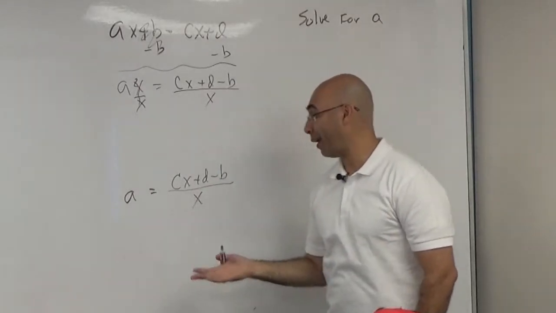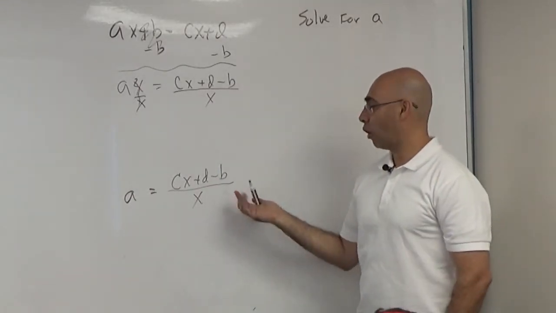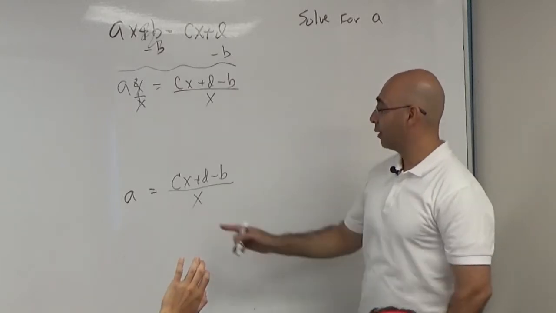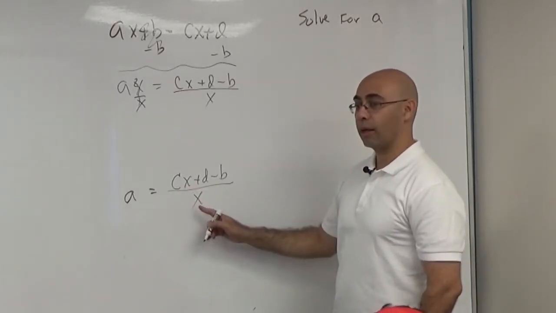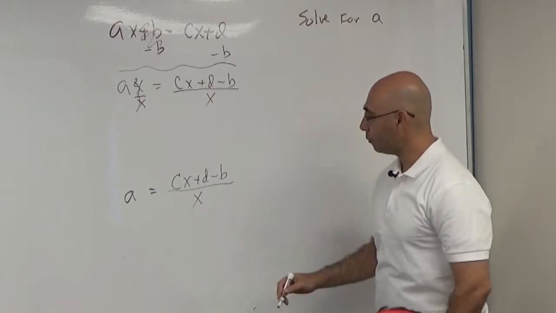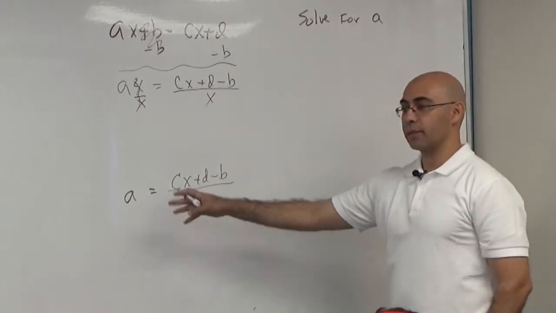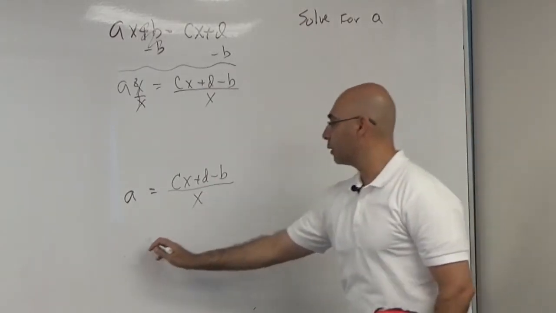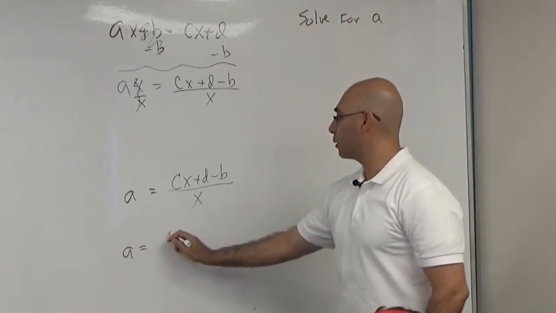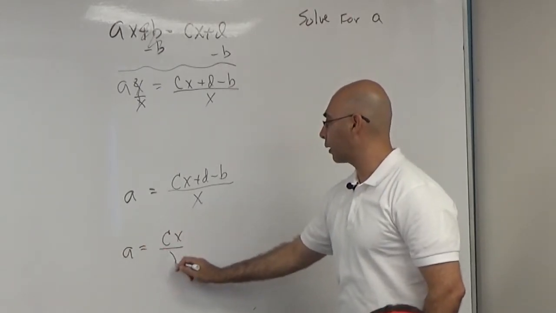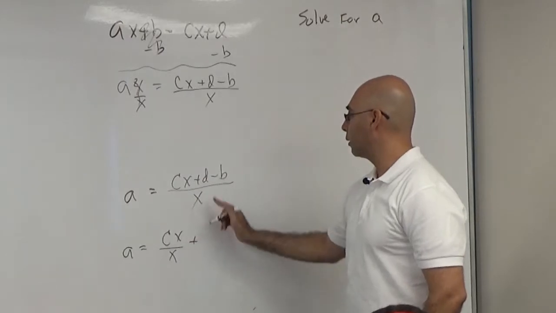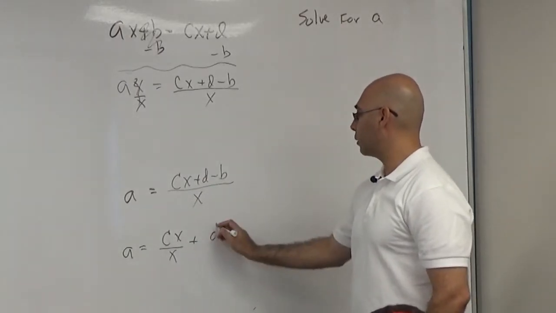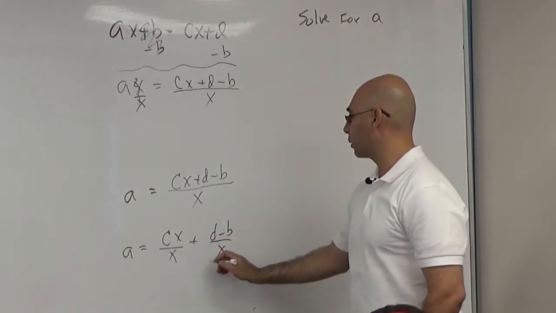Now you could write it this way. I would write it this way because it's all one thing. Or you could do this. You'll notice I have an x here and I have an x here, yes? So I'm going to separate the x's and put them together. So it's like saying this. A equals cx over x plus, and everything else, d minus b. Put that over x.